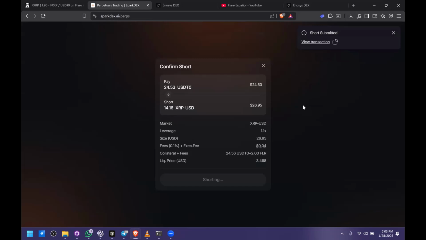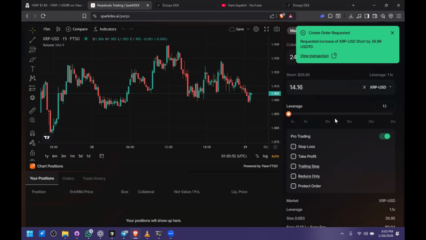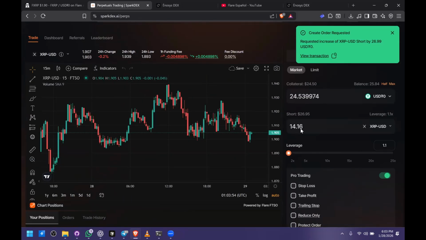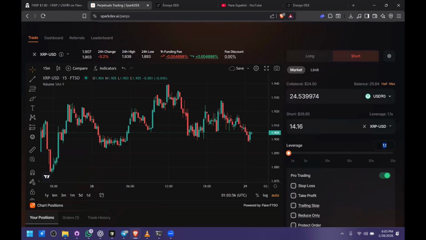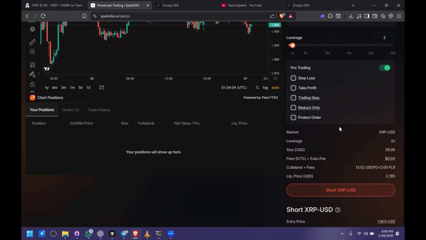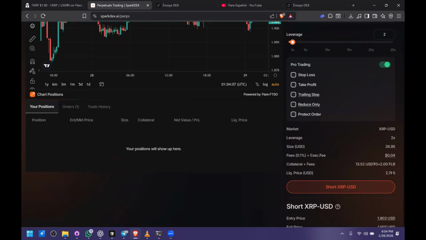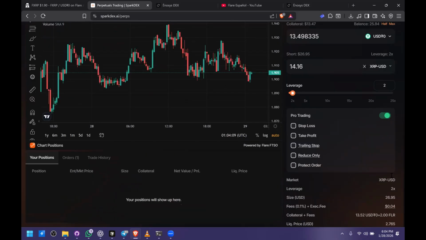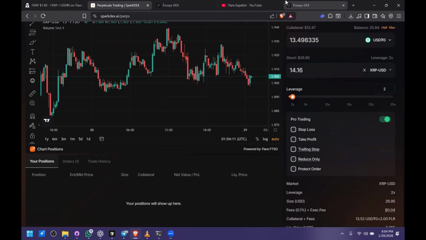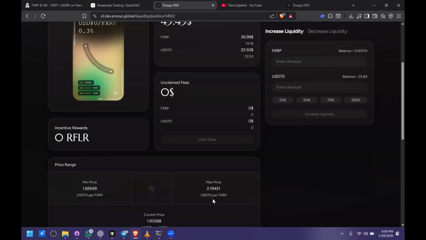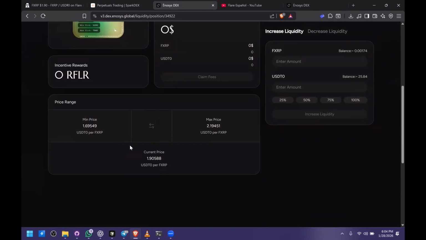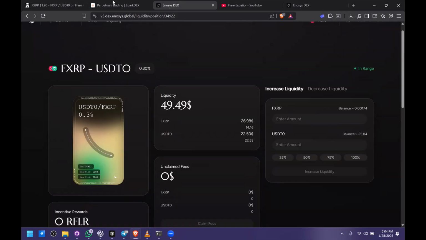I could say, okay, I want to do a 2x. Then with only $13, I could have the same net short exposure. And this is where perpetuals come in handy. My liquidation price would then be 2.76, which is way above the price that I enter my liquidity pool. So that is the part that I need to figure out how to manage.